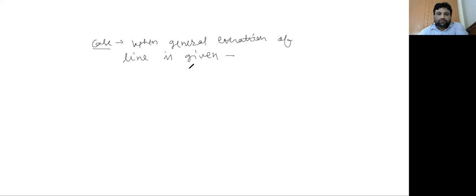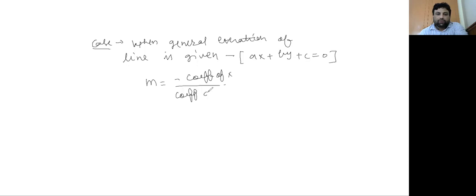Suppose the general equation is ax plus by plus c equals 0. This is the general equation of line. If this equation is given, for finding the slope we can write m equals minus coefficient of x divided by coefficient of y. Clear? We can use this formula, then it will be easy to understand.